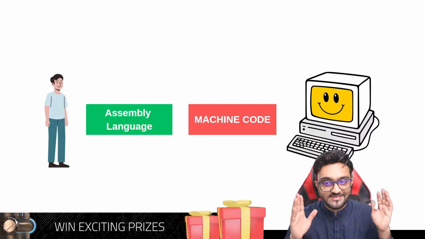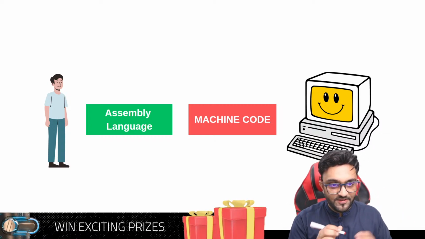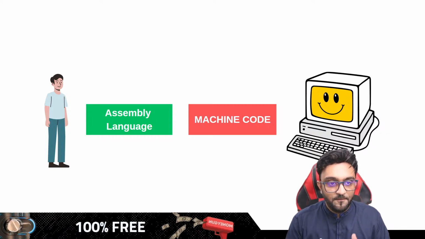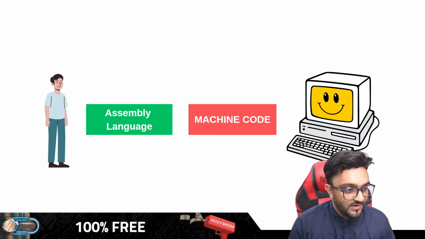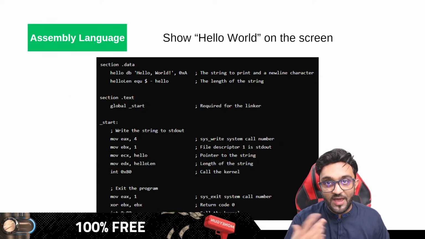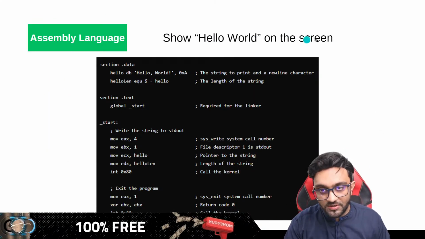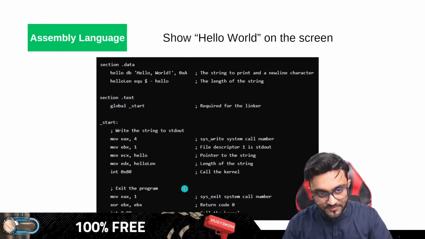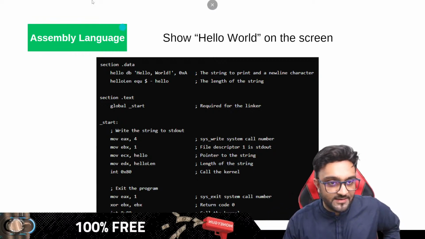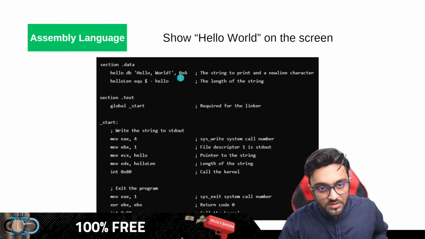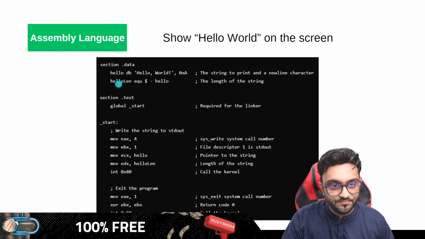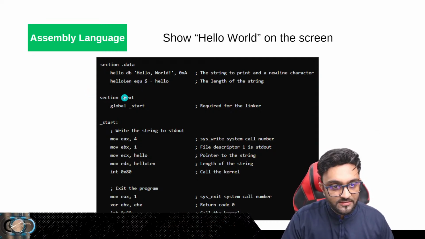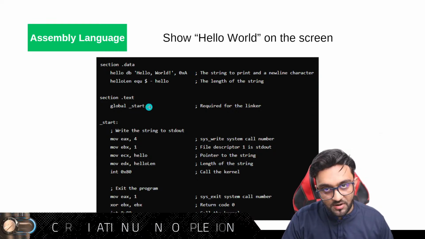So that's the thing. If you're talking about whether assembly language is easier, then yes, it's easier than machine code, but it's still difficult. So let's see what exactly we have to write if we want to write hello world on the screen. For assembly language, we have to write all of this code. So we have to write section .data, then hello db, hello world, comma, 0xa, hello length equal dollar dash hello, then section .text, global underscore start.